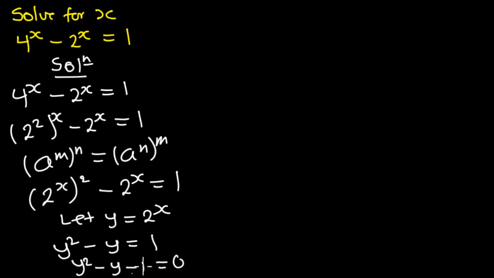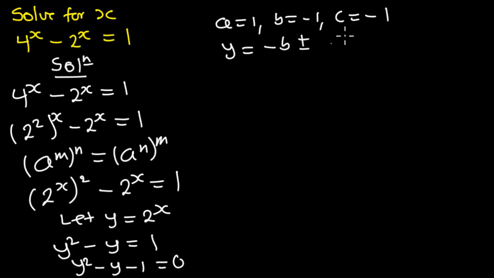Now from here, when we compare this with the general quadratic equation, a is equal to 1, b will be equal to -1, and then c will be equal to -1. Now we are going to use the quadratic formula to find the values of y over here. So the quadratic formula is given by y is equal to -b plus or minus the square root of b squared minus 4ac, all over 2a. And so let's compute the formula.